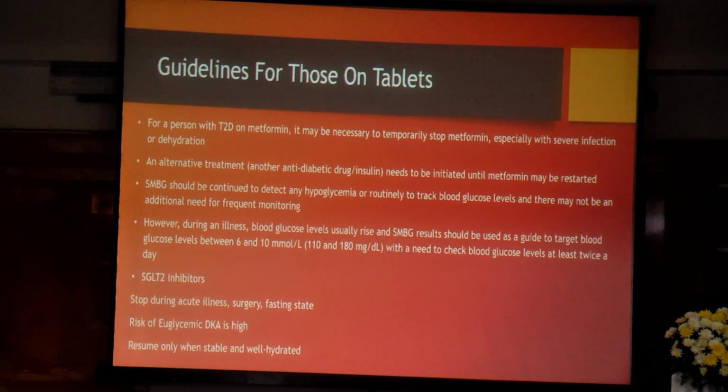SMBG should be continued to detect any hypoglycemia or routinely to track the blood glucose levels, and there may not be an additional need for frequent monitoring, but keeping an eye on the sugars is always a good idea. However, during an illness, blood glucose levels definitely rise, and SMBG will guide the treatment. Hence we know the target is between 110 and 180 milligrams per dL, but there is a need to check blood sugars in those cases at least twice a day.